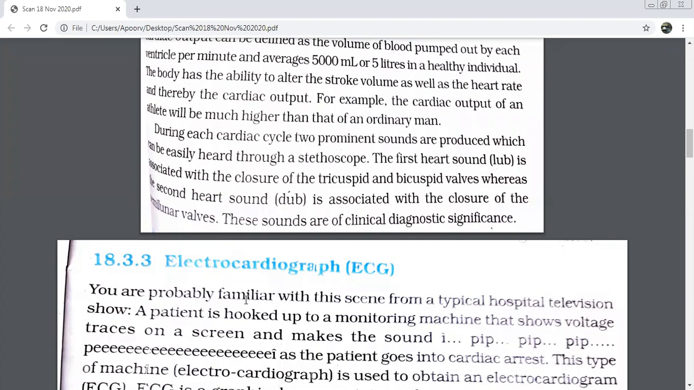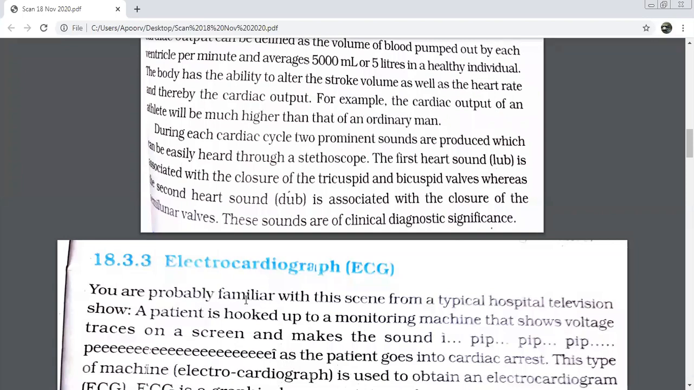What did you read about this? Each cardiac cycle has dash prominent sounds. 1, 2, 3, 4. How many? 2. Okay. The cardiac sounds can be easily heard through a stethoscope. What is the spelling? S-T-E-T-H-O-S-C-O-P-E. When you come across such words, see the spelling.